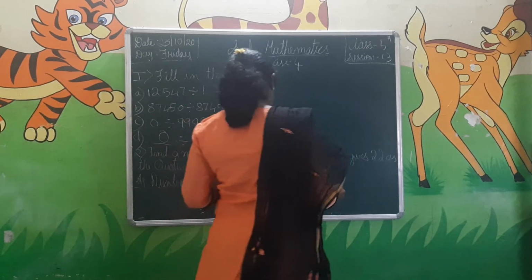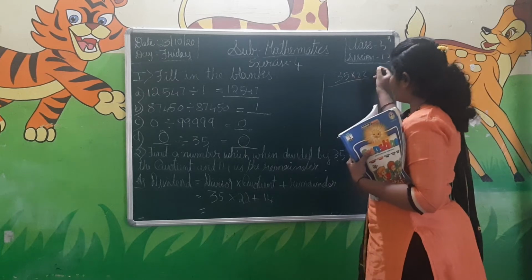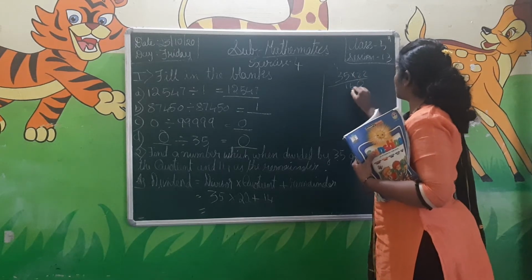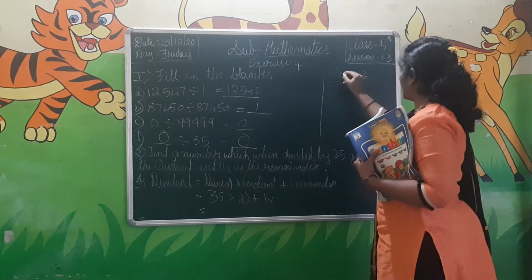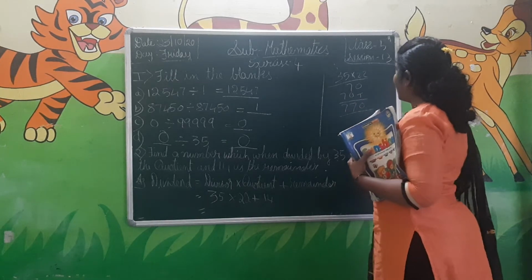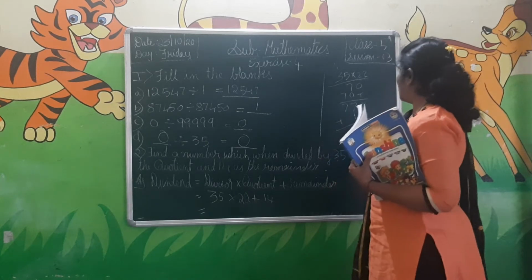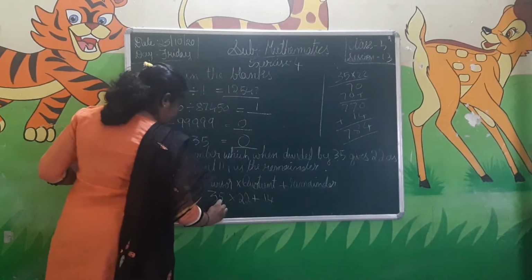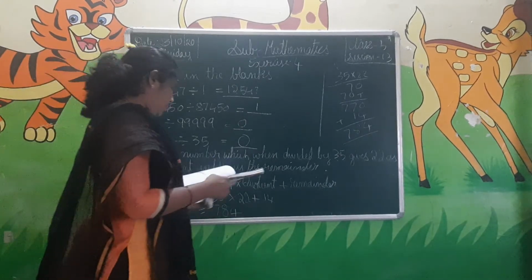So what will we get as the answer? You better do the multiplication in the rough. I will do it here. 35 into 22. 2 fives are 10. 2 threes are 6, plus 1 is 7. 2 fives are 10. 2 threes are 6, plus 1 is 7. 770 is the answer. 770 plus the remainder 14: 0 plus 4 is 4, 7 plus 1 is 8, and 7. The answer is 784, the dividend. Okay, students, got it? This is how we have to find the dividend.